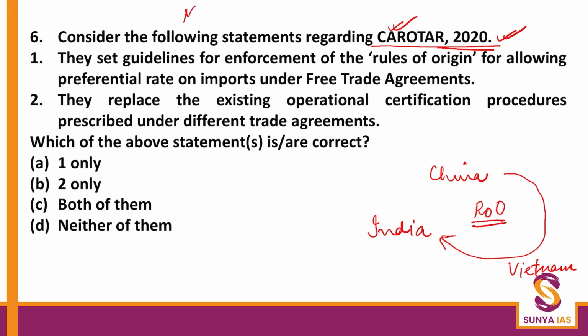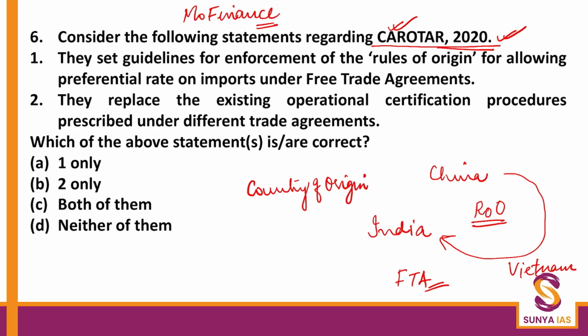It is notified by the Ministry of Finance, not Ministry of Commerce. Under this, basically, there is a need to ensure that imported goods meet prescribed rules of origin provision for availing concessional rate of customs duty under any free trade agreement. Got it? Earlier, what used to happen? Merely a country of origin certificate issued by any notified agency in the exporting country was sufficient to avail the benefits. Now, CAROTAR will be followed.